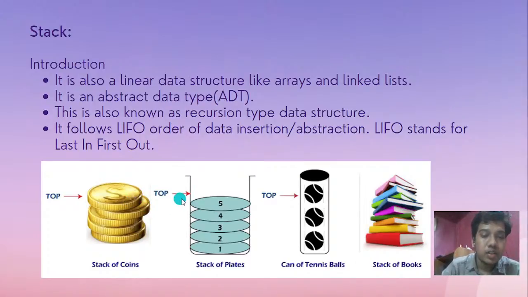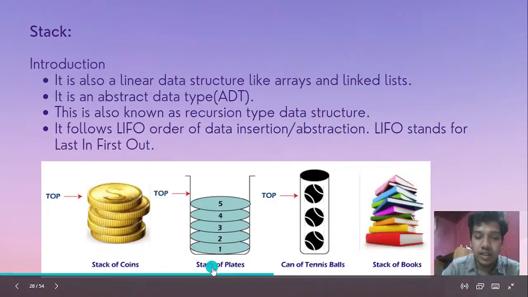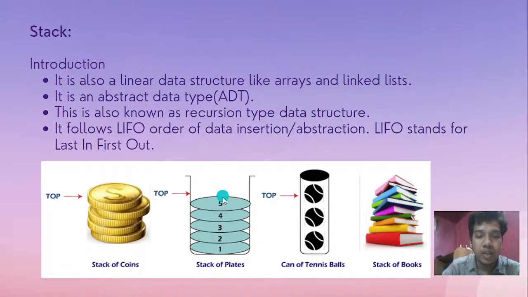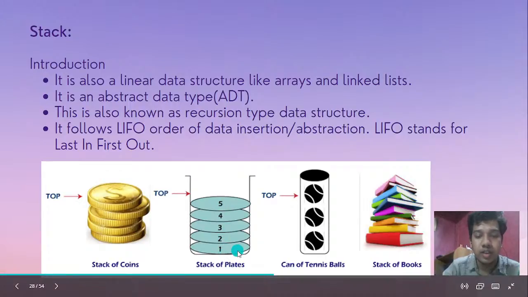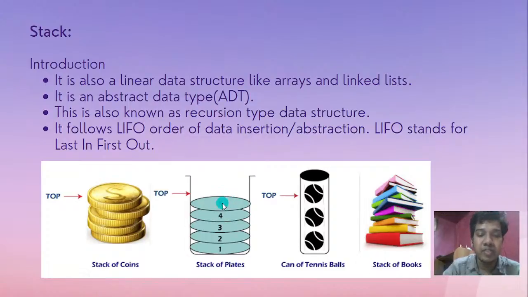As you can see, another example is a stack of plates, a can of tennis balls, and a stack of books. The last one to come, which is number 5, will be the first one to take out, because we cannot take out 1 directly from the stack, since there are 4 more elements above 1. So first we will take plate number 5 outside, then only we can remove other plates. And if you want to insert any new plate, we will have to insert it above plate number 5. In this way the LIFO structure works for stack.